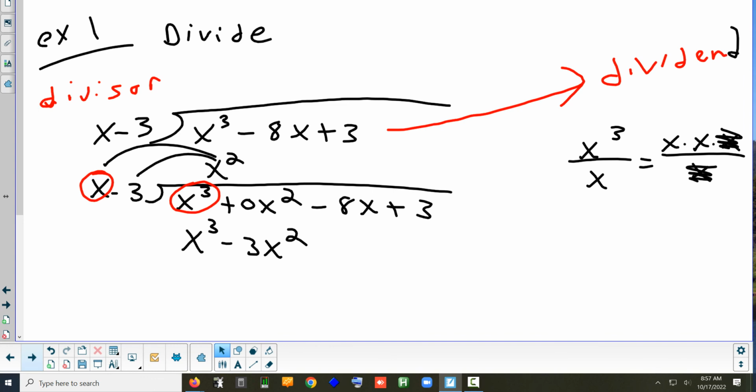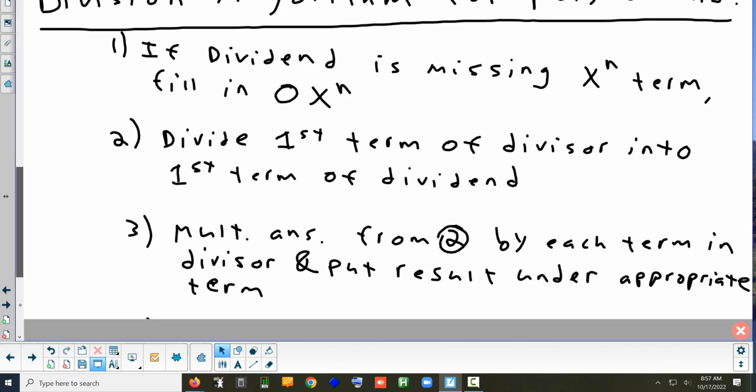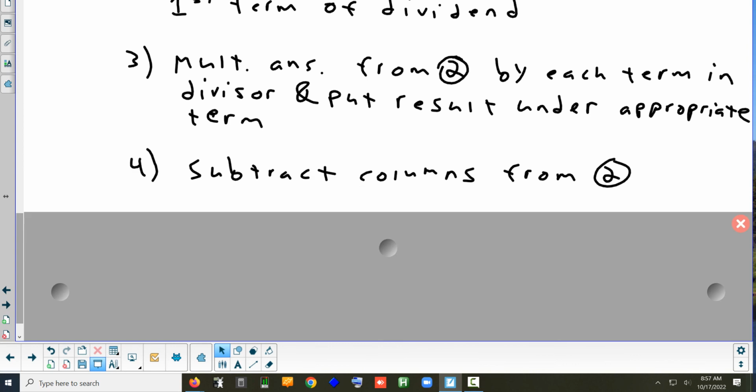Okay, so we divided, multiplied. What's normally the next step in long division? Yeah. So are you subtracting? Now we're going to subtract. So step 4 is do the subtraction. So subtract the columns that you just made. Okay, so subtract.